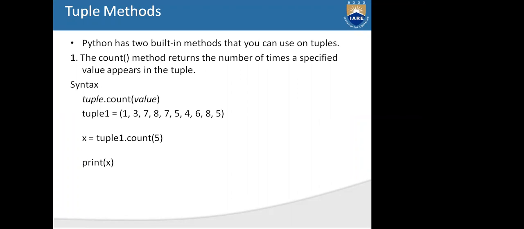I am talking about the methods, not built-in functions. I explained the difference between a method and a built-in function in the last classes during the list discussions. So Python supports 2 built-in methods with the tuple. One method is the count method, another. So 2 methods are going to be associated with Python.